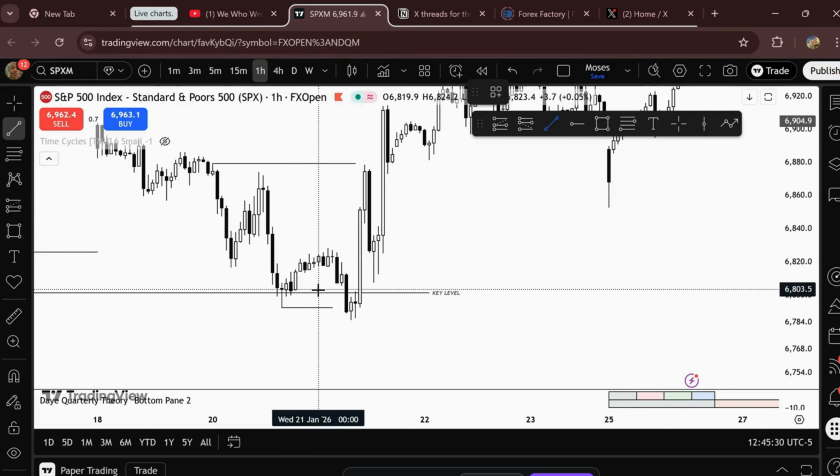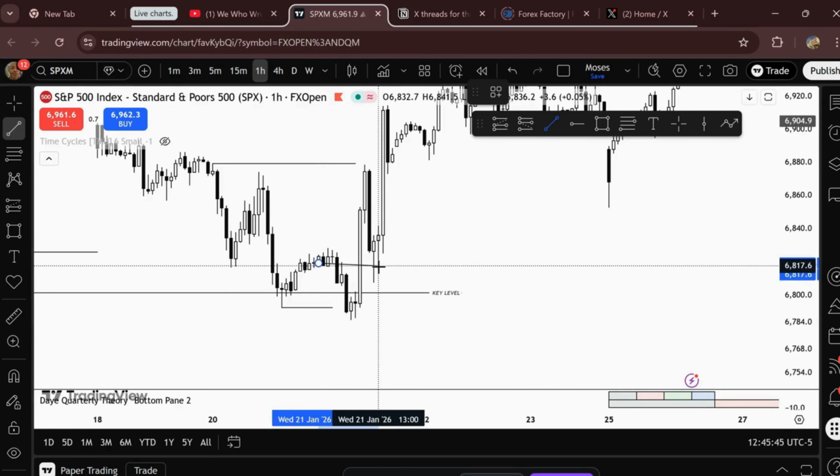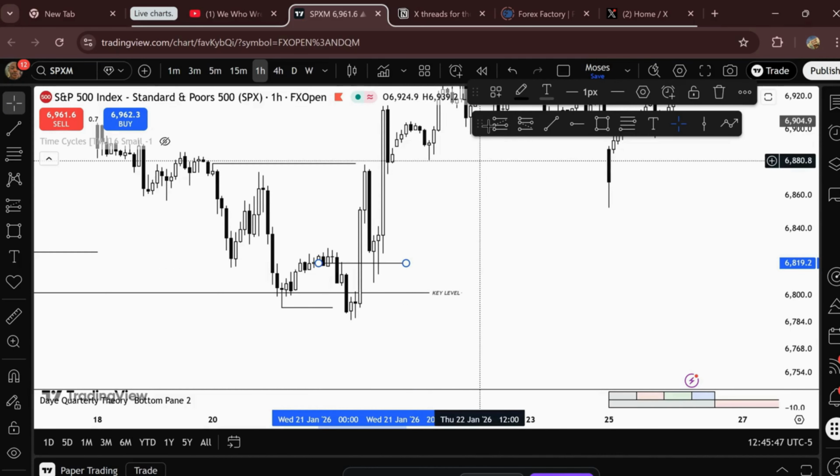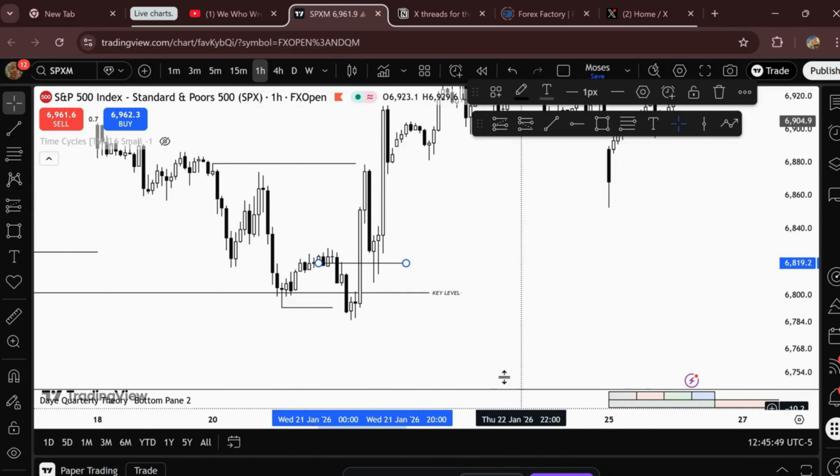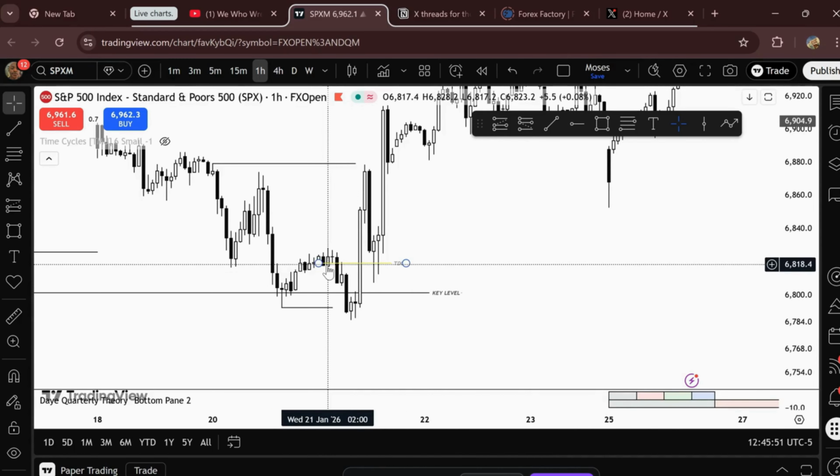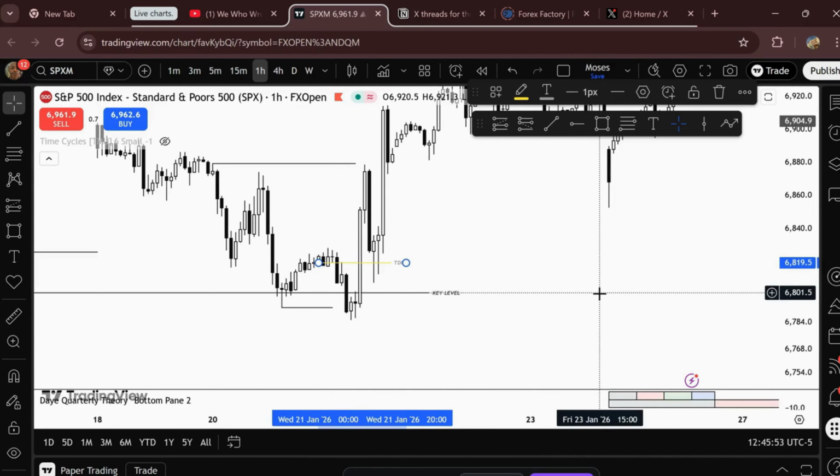I wanted the opening price for Wednesday at 00 o'clock, and I want you to pay attention to the values here. The opening price was 6819.9. So we want to mark that out. This is the true day open, this is the daily open. 6819.9. I hope you've seen this.